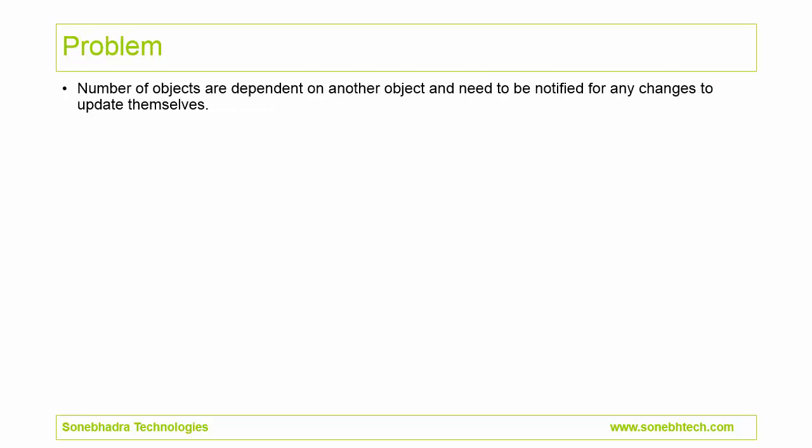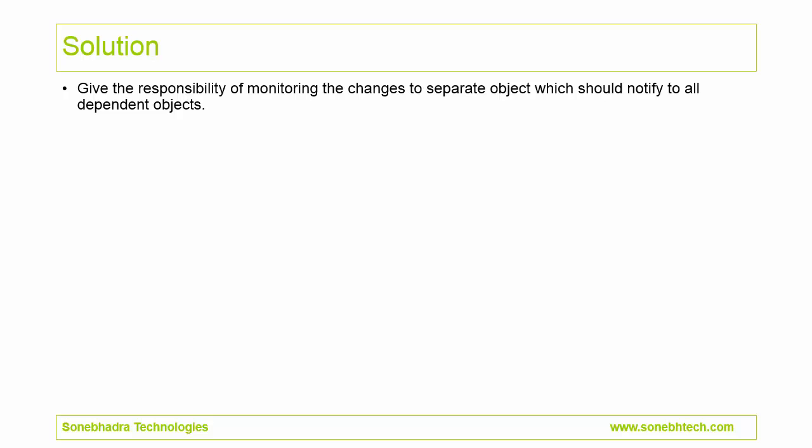So what is the problem actually? The problem is number of objects are dependent on another object and need to be notified for any changes to update themselves. There may be dependency between different objects and they should be notified to update accordingly when one object changes its state. There may be requirement of adding and deleting new objects to and for different events of state changes. So what is the solution?